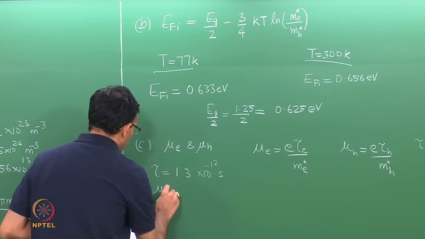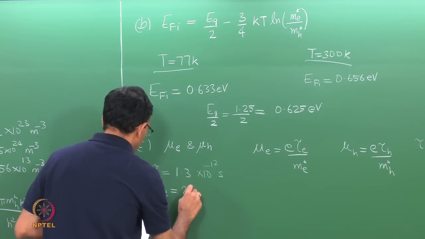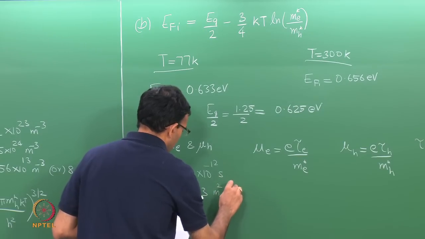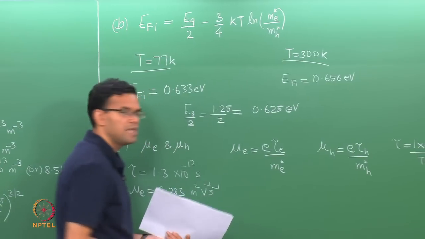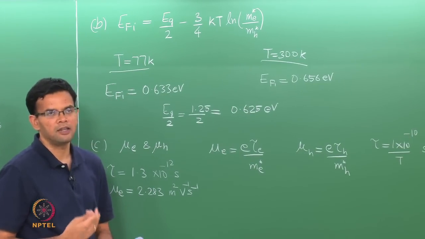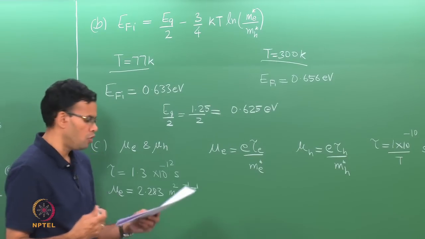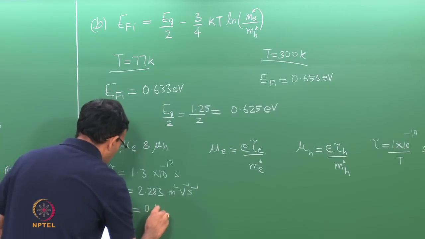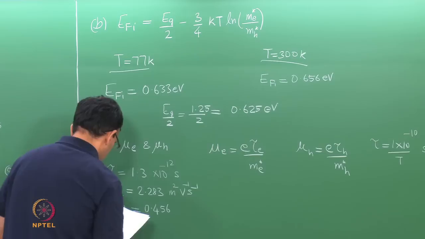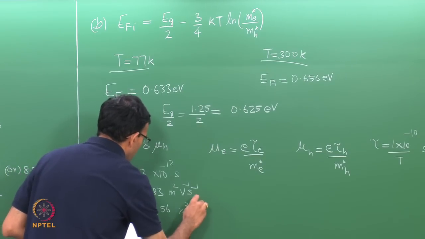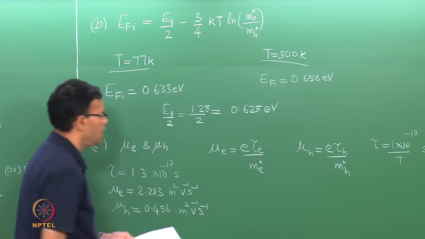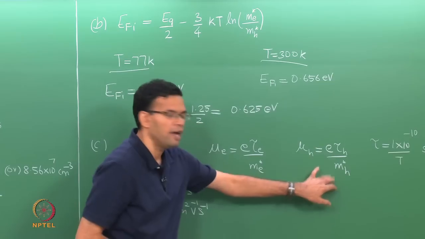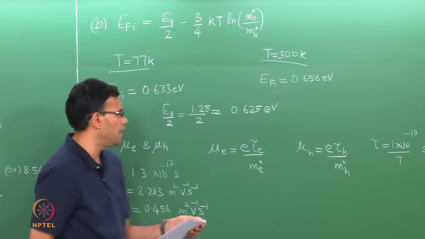We can then calculate mu E, which is 2.283, unit is meter square per volts per second. Sometimes centimeter square per volts per second are also there, it depends upon which you want to use. Mu H is 0.456 meter square per volts per second. And mu H, the mobility of the holes is lower because the hole effective mass is higher than that of the electron.